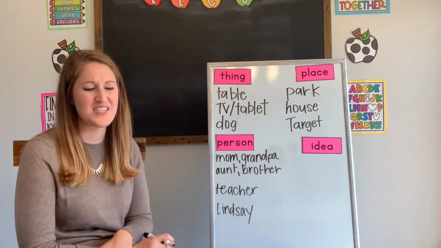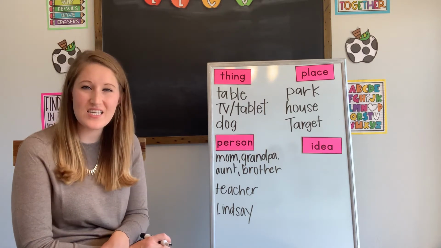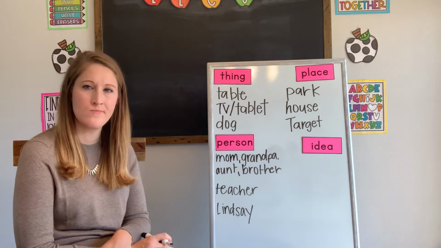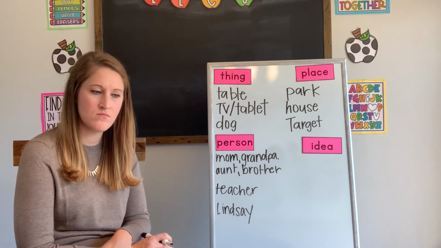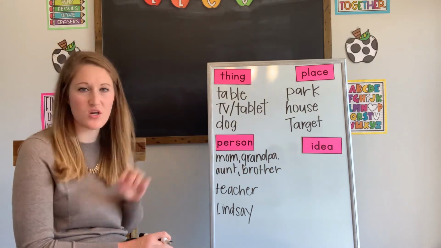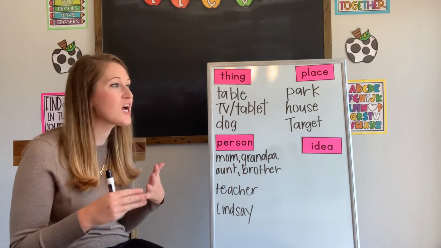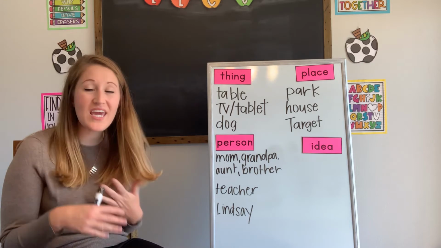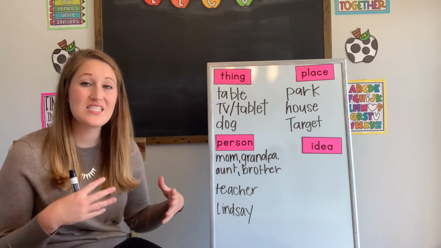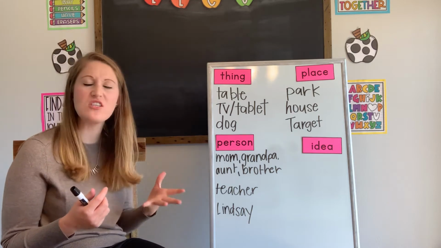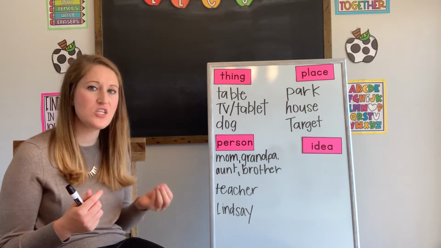Now here comes our last one. This one's a little tricky. An idea. What's an idea? It's kind of hard to think about, right? So things, places, persons, those are things that we can look up, we can point to, we can find, we can go there. But you can't do that with an idea. An idea is kind of an abstract thought. It's not something I can really touch, but it's something that I know about.